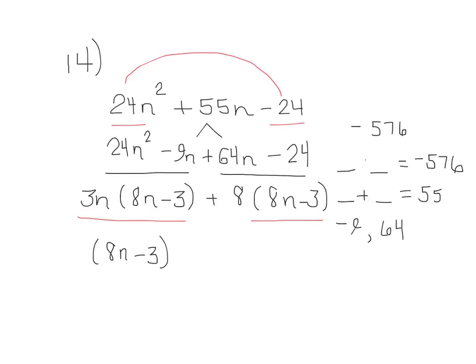If we divide out that 8n minus 3, what do we have left over? 3n plus 8. If we FOIL, if we did it correctly, we will end up with the polynomial that we began with, 24n squared plus 55n minus 24. And it does in fact work.